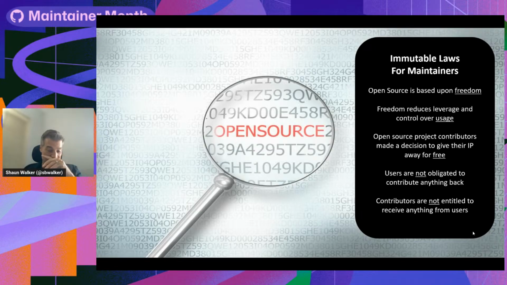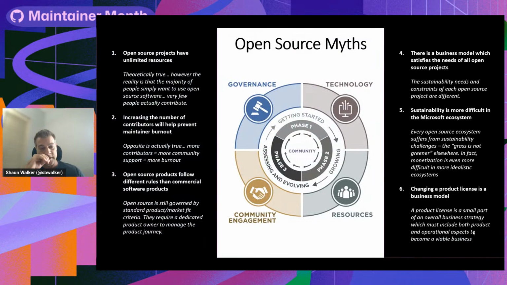And I think that as open source projects become more popular and there's more and more of a burden on the maintainers, they start to lose sight of these immutable laws and they start to believe that they deserve more recognition and more support for the efforts that they're putting in, which is obviously contrary to what the original laws are around releasing an open source project.